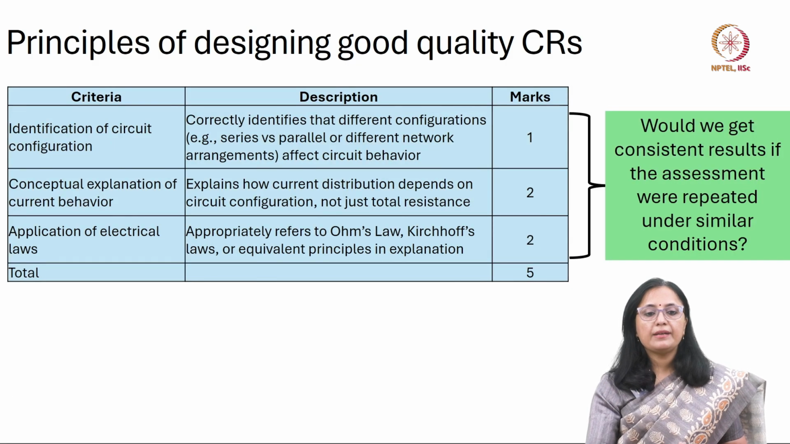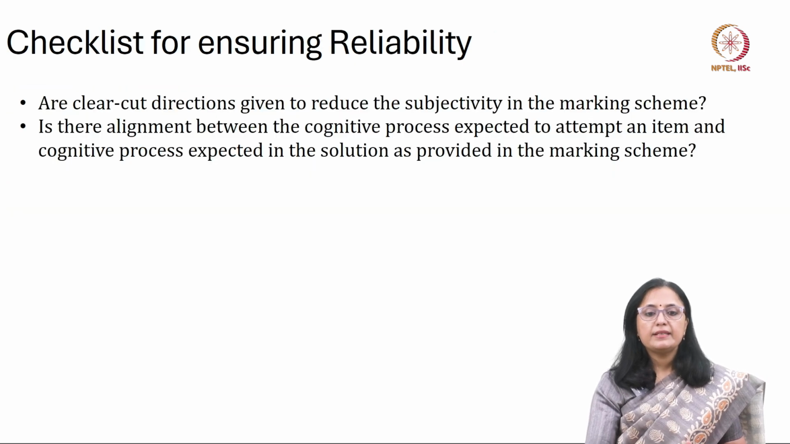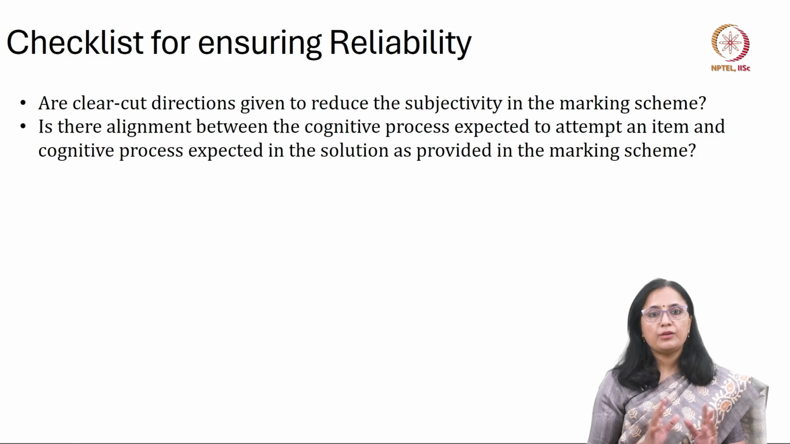So again, we have a certain checklist for ensuring reliability, the way we had for validity. Since now we are only dealing with the marking scheme, we are defining reliability in terms of the marking scheme. First of all, clear-cut direction should be provided to reduce any sort of subjectivity in the marking scheme. That is the first criterion.